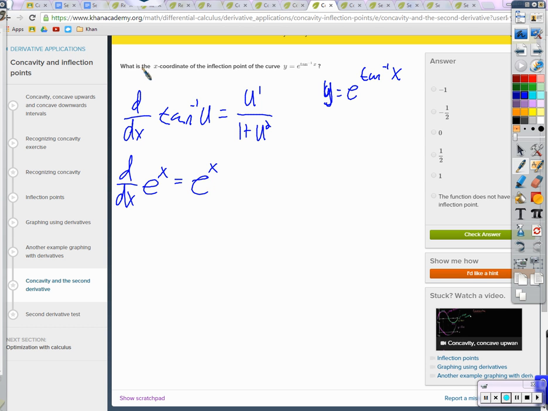So what are we gonna do? We're gonna find the x coordinate of the point of inflection. How do we find a point of inflection? Second derivative. So we gotta find the second derivative, yeah? Okay. So y prime. We're gonna use our chain rule skills here.